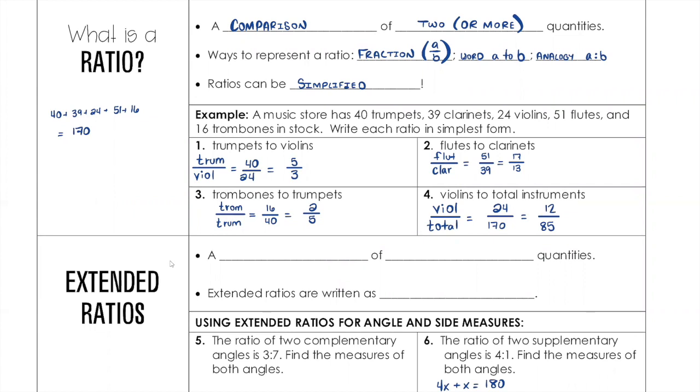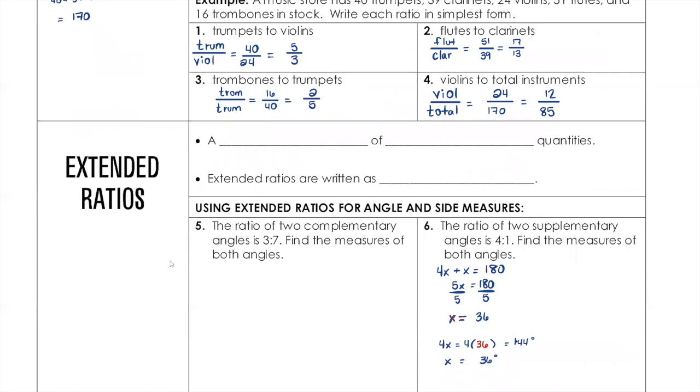So that is just our basic ratios. Now let's take a peek at some extended ratios. An extended ratio is just a comparison. Instead of 2 or more, it's going to be 3 or more. Yay! So we can have 3 or more ratios. And then we write our extended ratios. You'll really only see them in analogy form. So A to B to C.